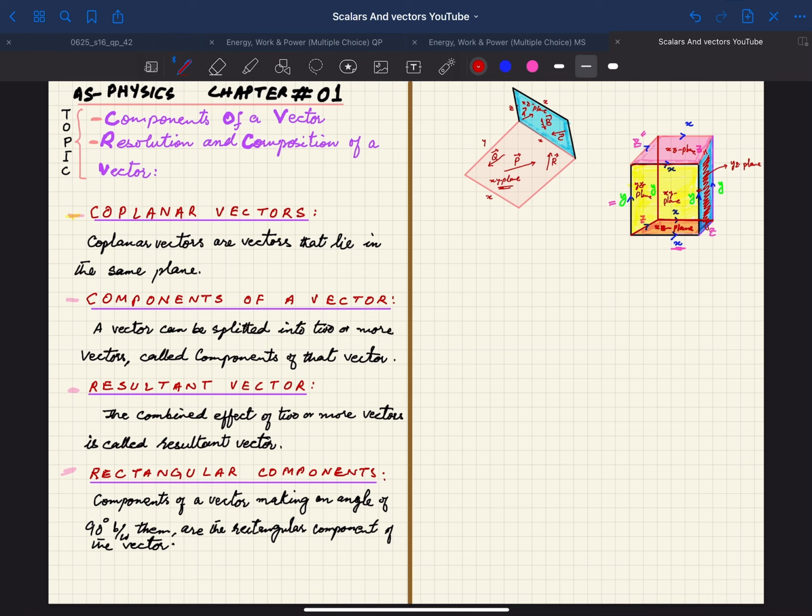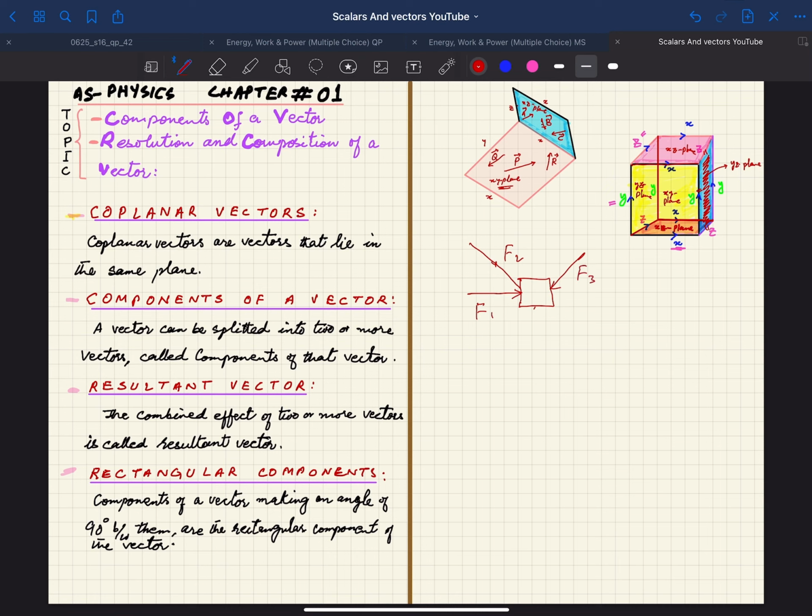And another definition is components of a vector. Now suppose here we are considering that we have a block, and on this block we have a force like this, force F1, we have another force which is somewhere here, which is F2, and there is another force which is somewhere here, which is F3.